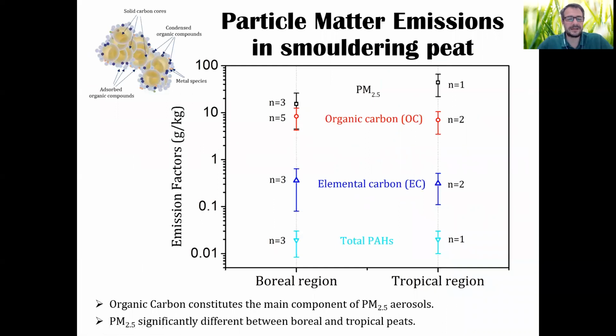And if we were to look into what these particles that we are so concerned about, this particulate matter 2.5, are made of, we look into, for example, the literature. We see that there is a slightly higher amount of PM2.5 in tropical fires than in boreal fires. And we see that mostly what they are made of is organic carbon, a little bit more of elemental carbon, and then other complex molecules like PAHs, aromatics.